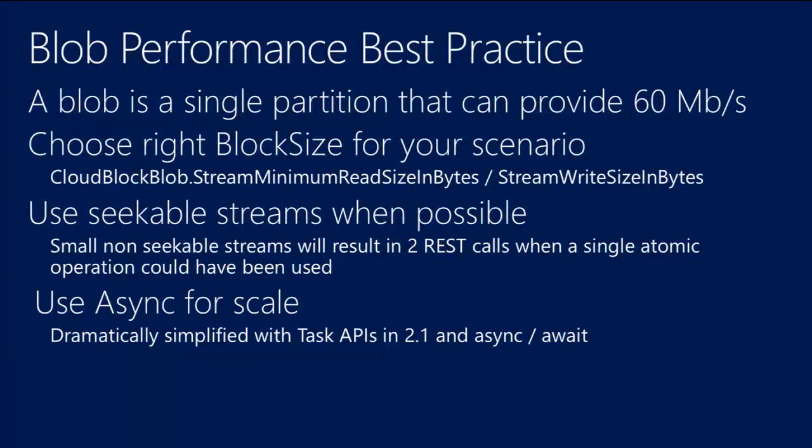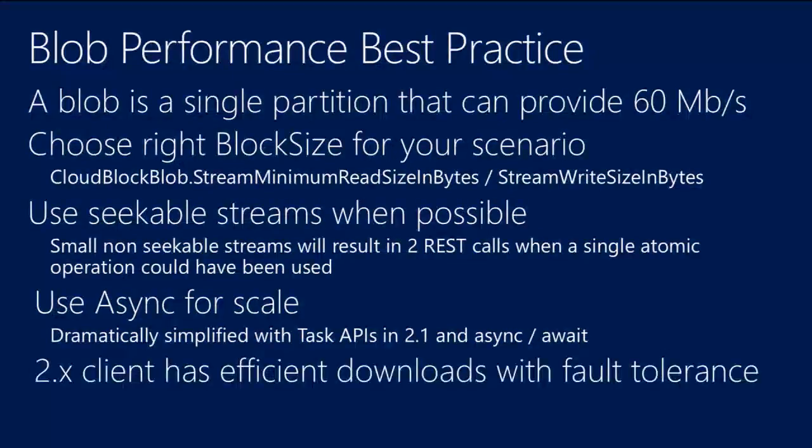Use async for scale. If you're trying to get not just hundreds, but thousands and thousands of requests per second, use async. This is much easier with the 2.1 task and async await. If you're on .NET 4, you can actually install the async targeting pack and use async await on .NET 4 without moving to .NET 4.5. And then the 2.0 clients actually have a much more efficient download resume feature. As a failure happens on a large download, they can simply say, how much data did I get already, and start the rest of the request later. So if you can, for all these scenarios, moving from a 1.x client to 2.0 client has dramatically improved performance.